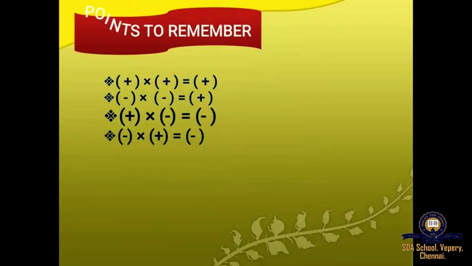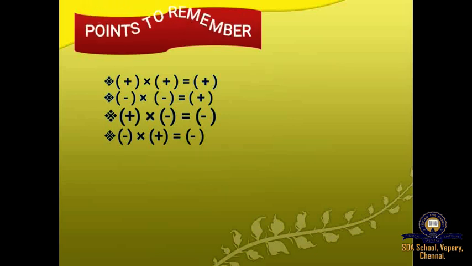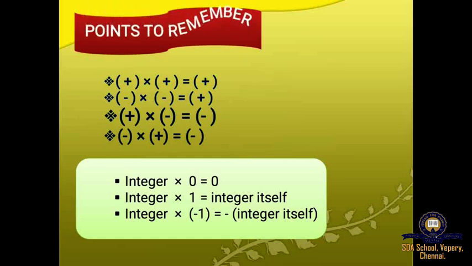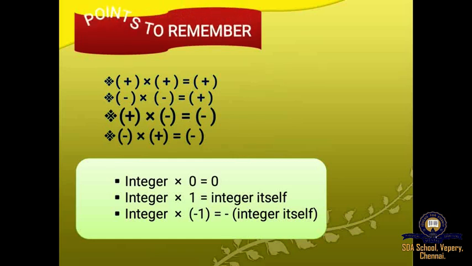Points to remember: plus into plus is equal to plus, minus into minus is equal to plus, plus into minus is equal to minus, and minus into plus is equal to minus. Integer multiplied by 0 is equal to 0, and integer into 1 is equal to the integer itself. Integer into minus 1 is equal to minus the integer itself.